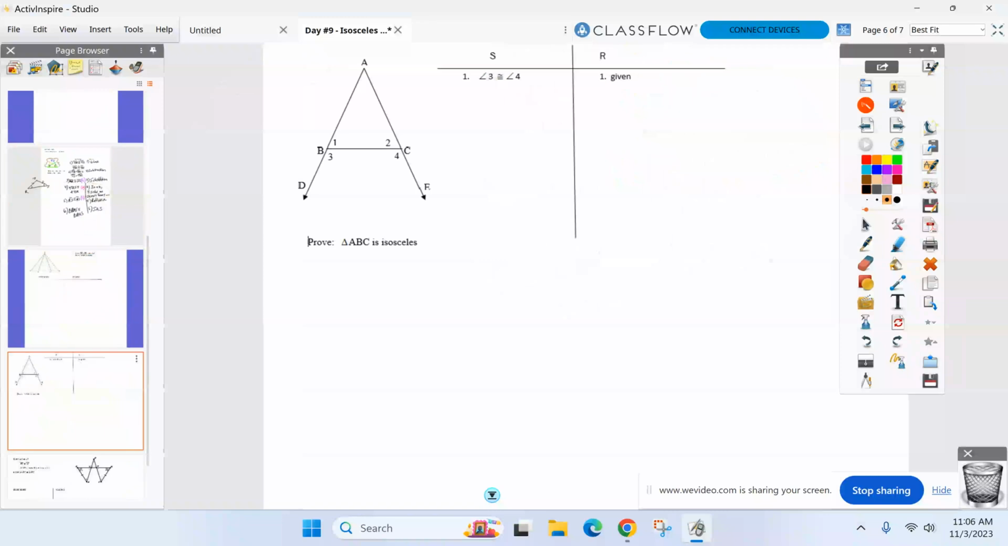Ooh, look at this proof statement. Prove it is isosceles instead of being given it's isosceles. Prove to me that this is actually an isosceles triangle if we only know 3 and 4 are congruent. Show it's isosceles.